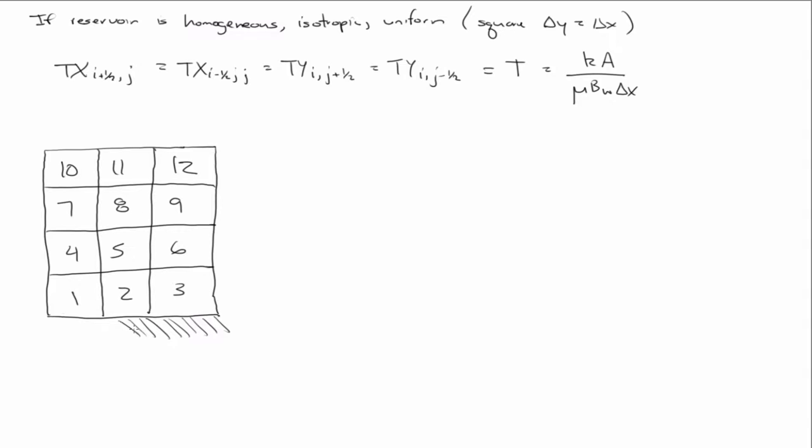We're going to have 12 grid blocks, 3 in the X direction, 4 in the Y. It's going to be insulated or no flow on these three sides. So a lot of times we draw no flow like this. And then on this side, we have a constant pressure boundary condition. So we're going to take a look at a couple of the scenarios and see what the implicit equations will look like. So we'll start with looking at one of the interior grid blocks.